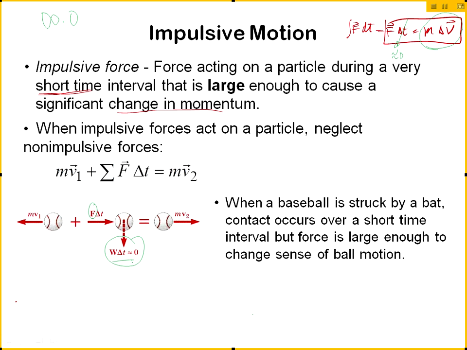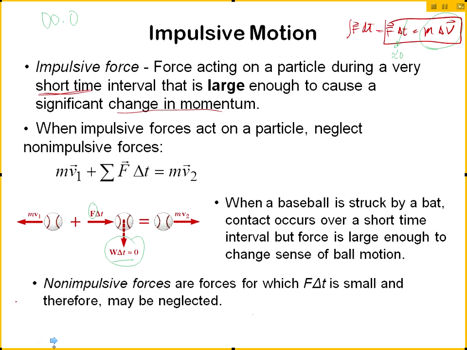So when a baseball is struck by a bat, contact occurs over a very short time interval, but the force between them is so large that it's enough to change the momentum. Obviously, because it changed from leftward to rightward. And during that time interval, we're going to neglect the effect of the weight. So non-impulsive forces are small. What do we mean by small? Small relative to the big, huge force that is responsible for changing the momentum.